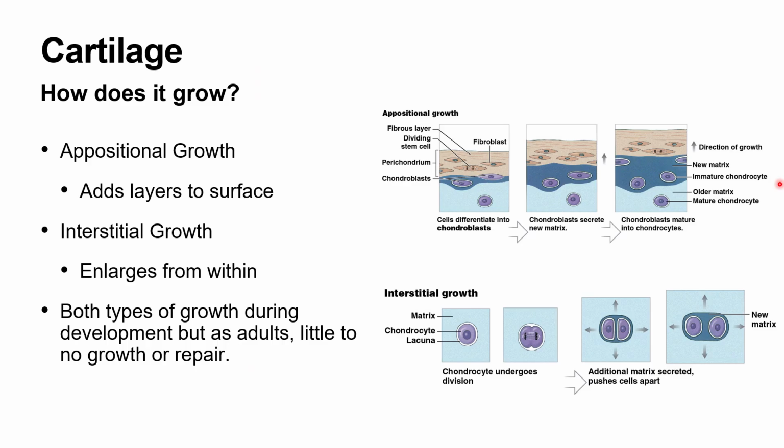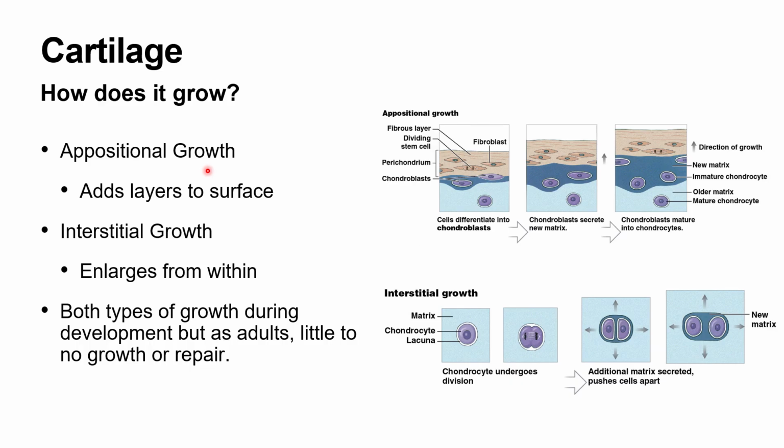As far as cartilage goes, let's talk about the overall growth of cartilage, because this is going to be very important for how it lays down the template for the rest of our skeleton to actually grow as well. So the first way that cartilage is going to grow in the body is through what is called appositional growth.